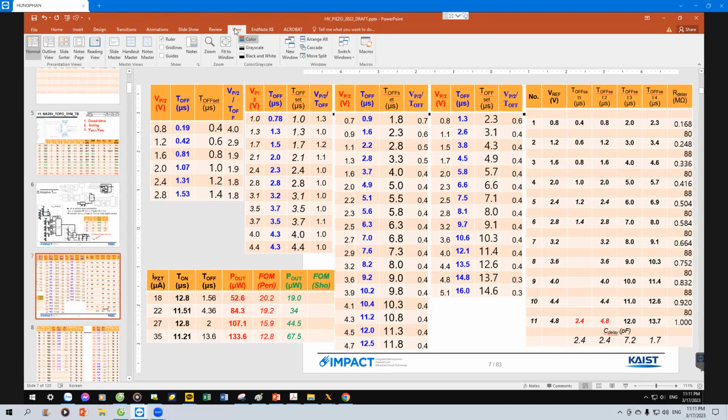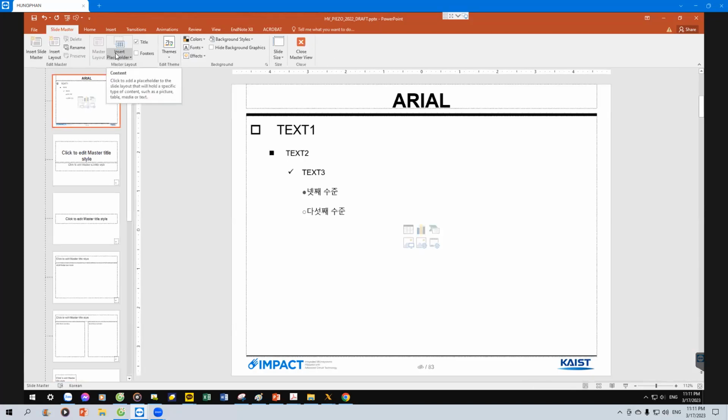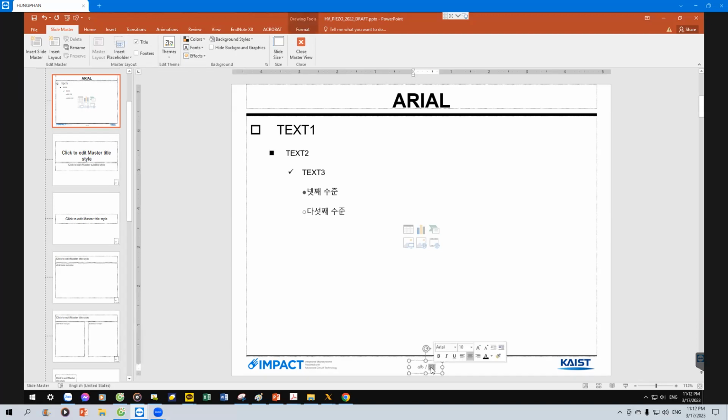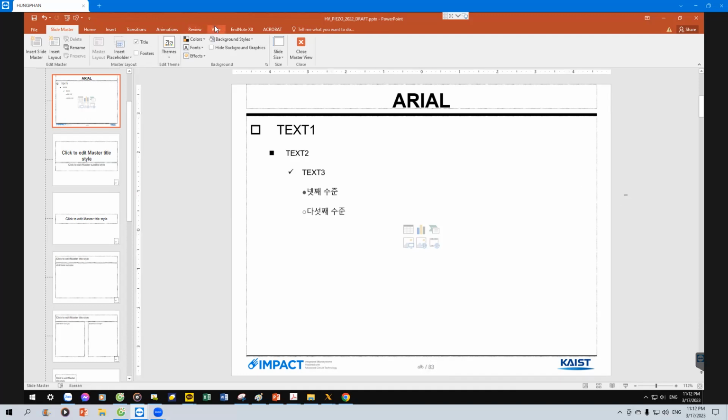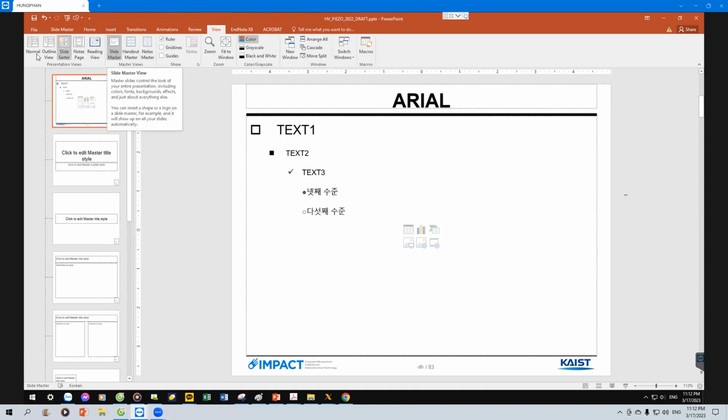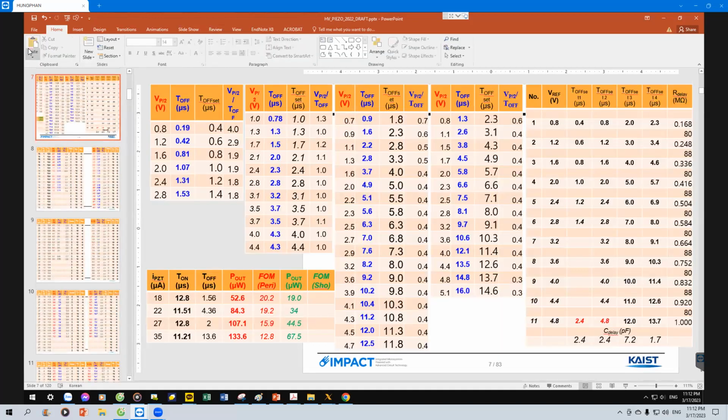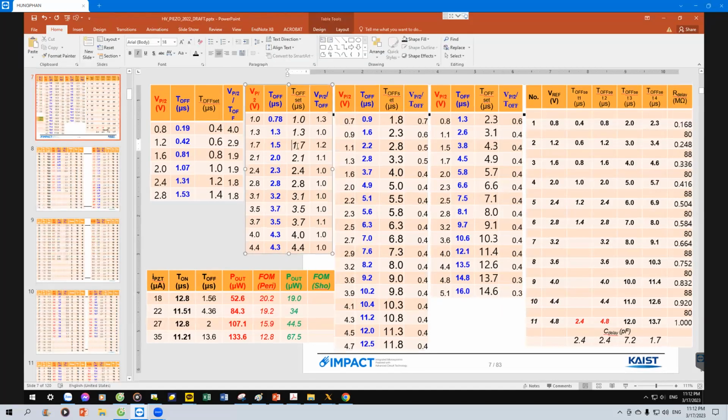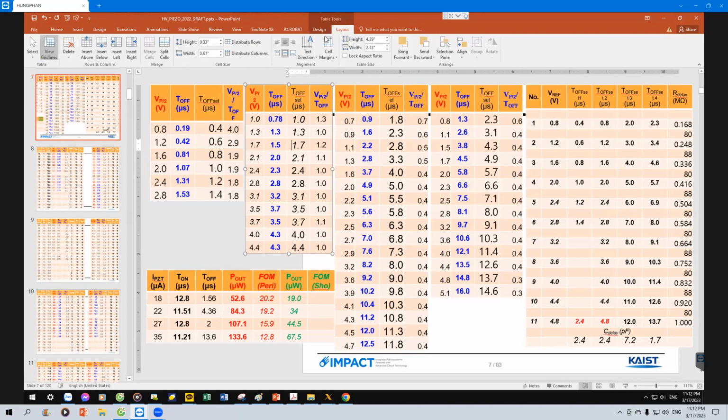So you go to View, okay? Slide Master. Okay. And then here you can change the number. Oh, okay. Thank you. View, Slide Master. When you want to come back, you go to Normal. Okay. Yeah.